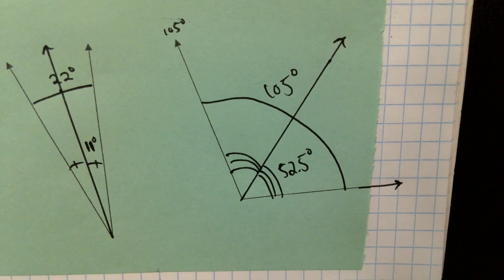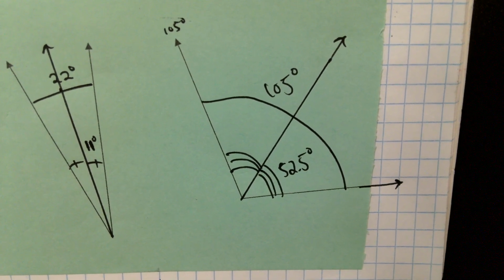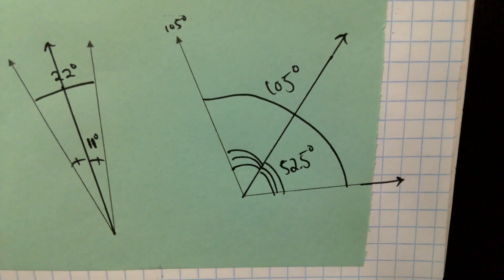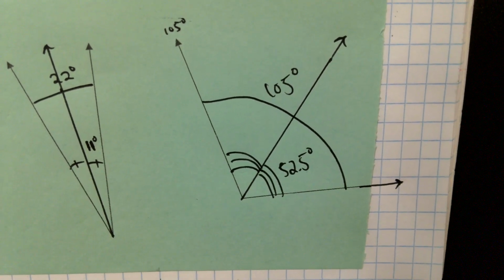Alrighty? How do we feel about this? Thumbs up? Seems okay? Seems doable? Thumbs sideways? Seems kind of hard? Thumbs down? Not good. Alright, we're going to get plenty of practice.